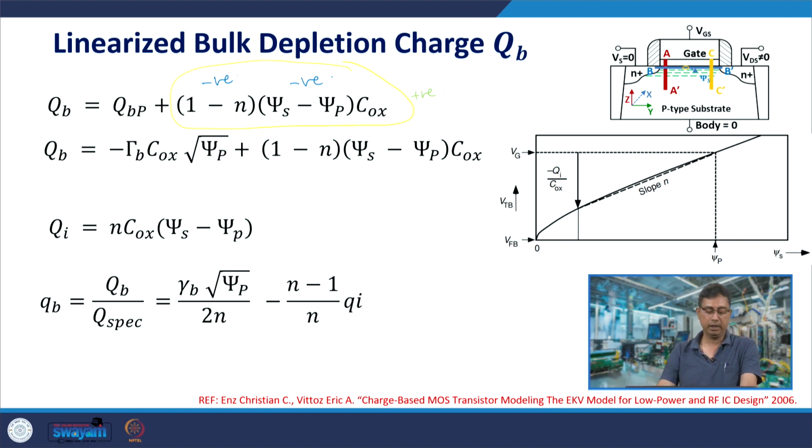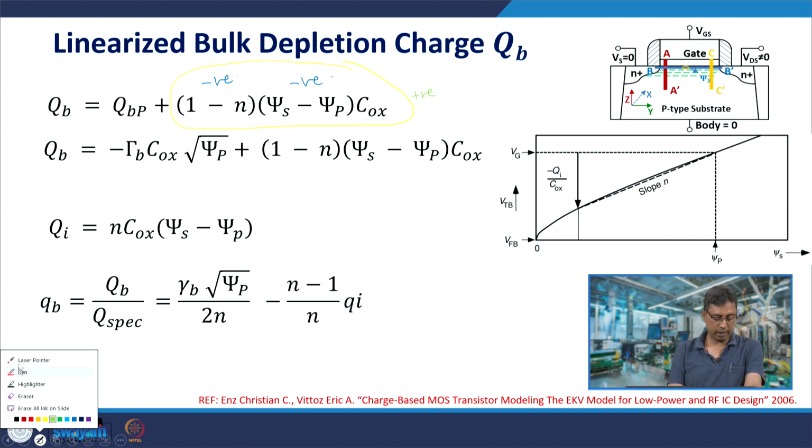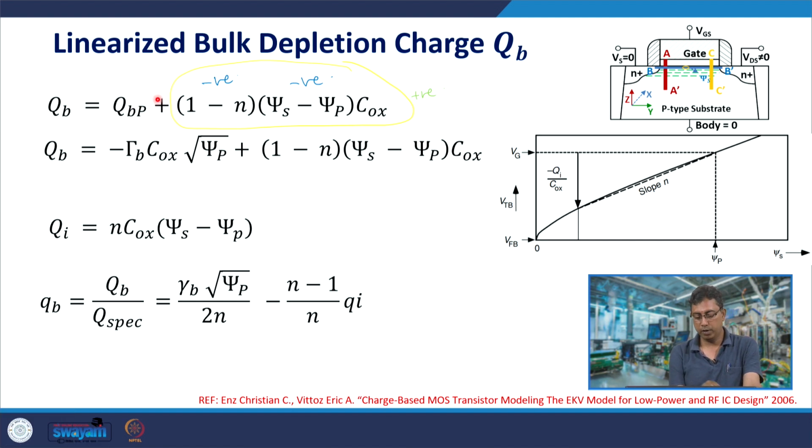What do you mean? You mean to say that this is negative, this is positive. So, for any other value of chi s which is smaller than chi p, you would have a smaller depletion charge. The magnitude of depletion charge is smaller. It is a negative charge. So, QBP is given by this and the change in QB for the surface potential is given by this. Now, this is a linearized function of QB.